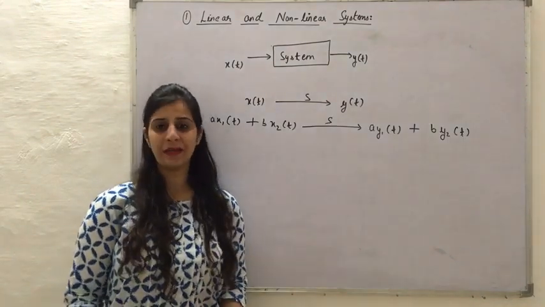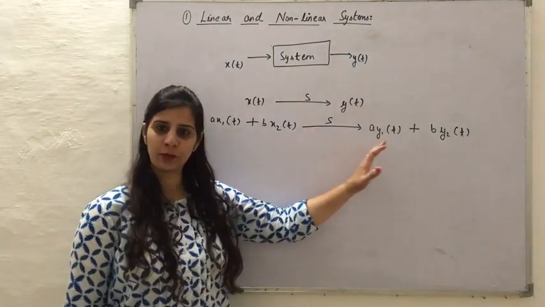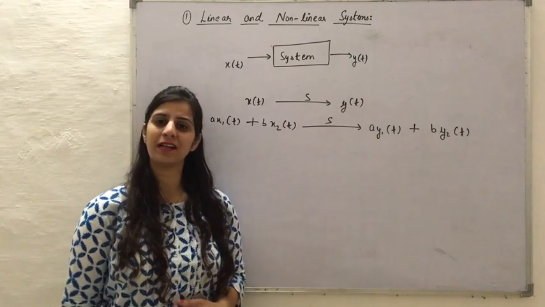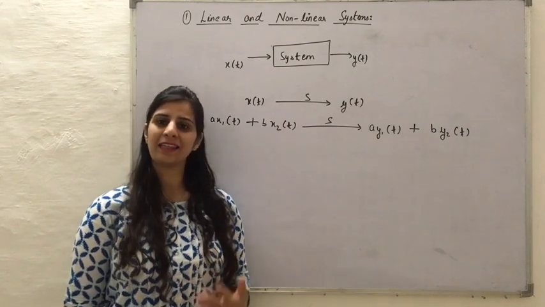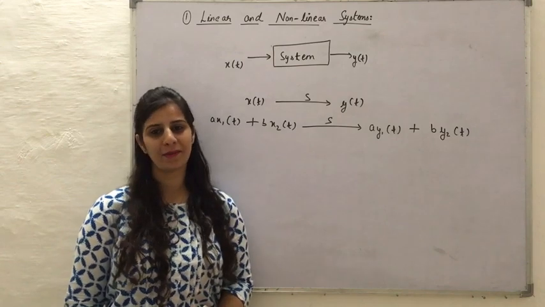For a system to be linear, it must satisfy this equation. This equation actually consists of two principles. I'll explain each of the principles to you one by one.